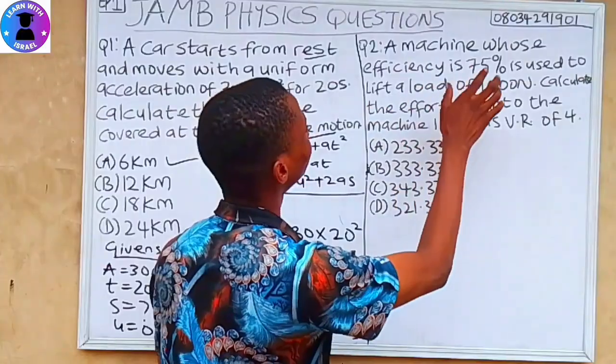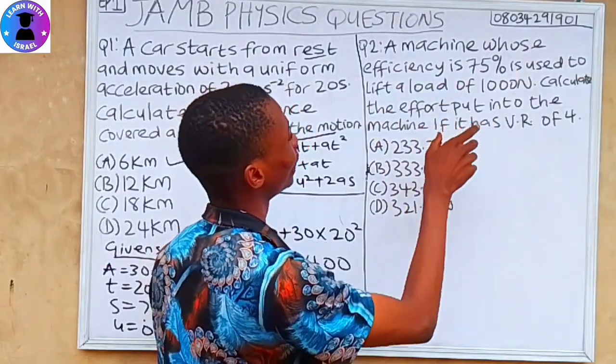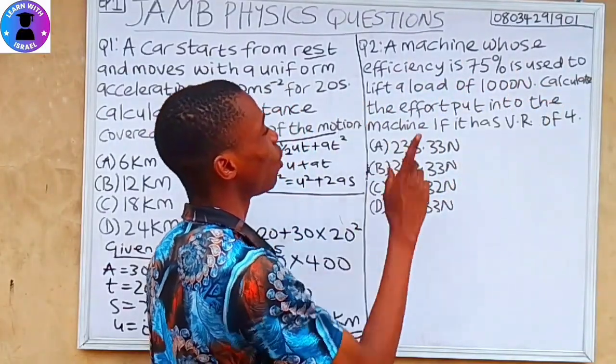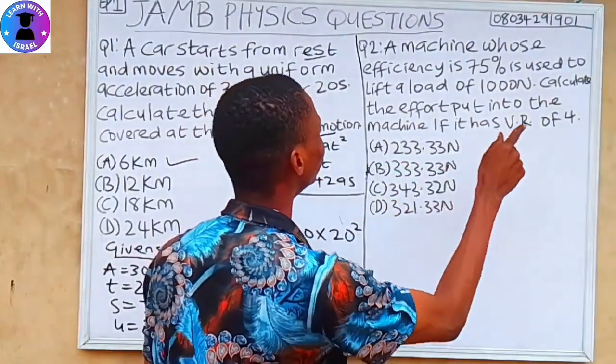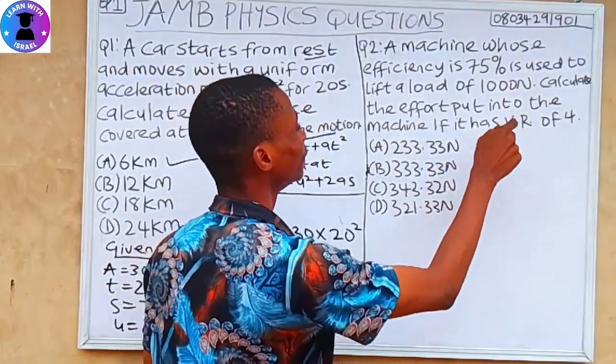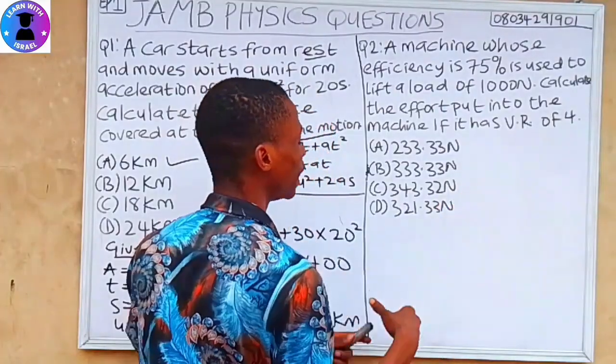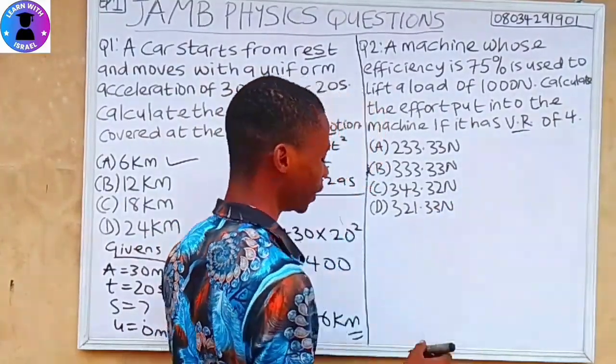Question 2. A machine whose efficiency is 75% is used to lift a load of 1000 Newton. Calculate the effort put into the machine if it has a VR of 4. What's VR? VR is the velocity ratio.